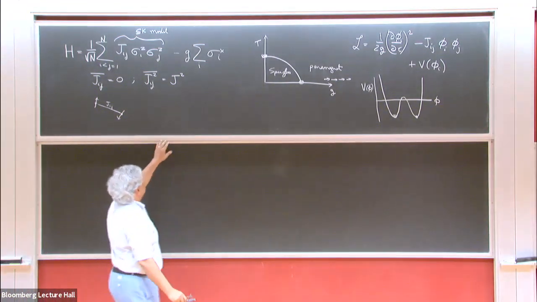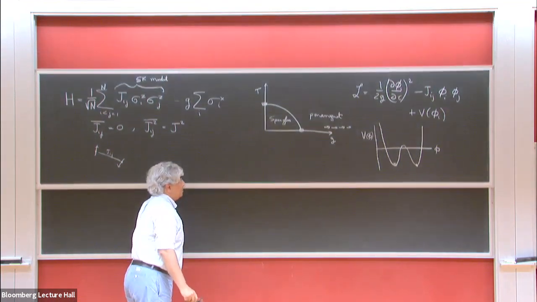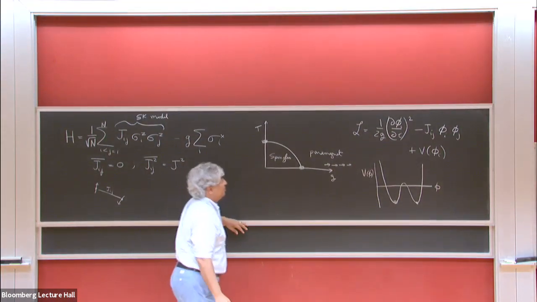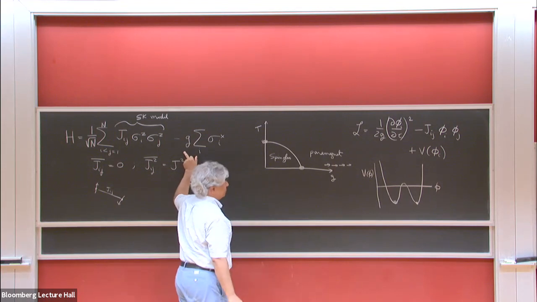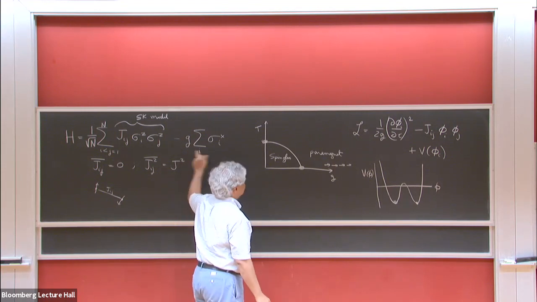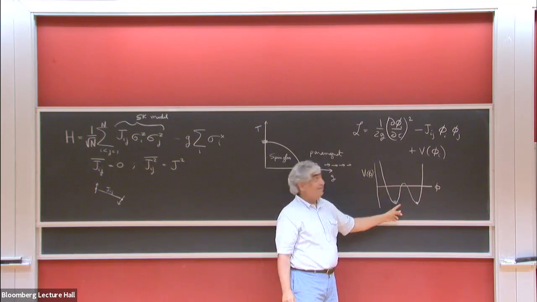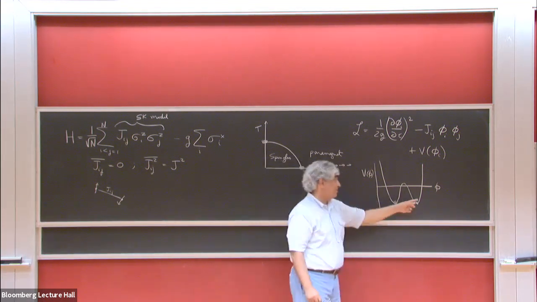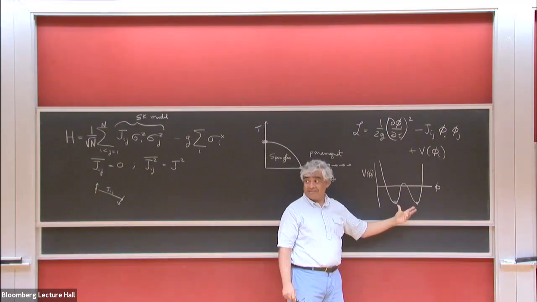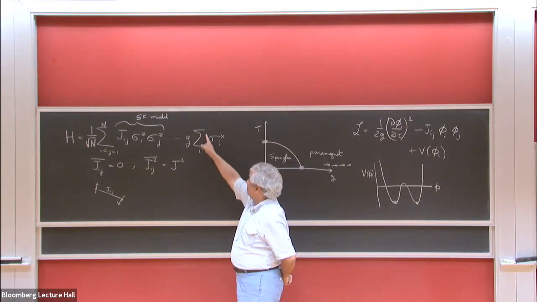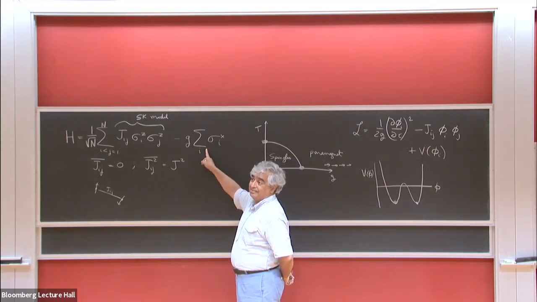G is like a hopping term. In the limit G goes to 0, the two states are exactly degenerate. Once you have a finite G, there's tunneling, and there's a symmetric and anti-symmetric state, and that's exactly the splitting between these two states.